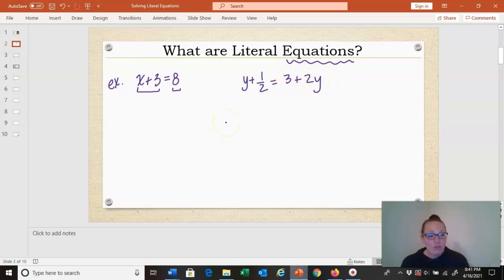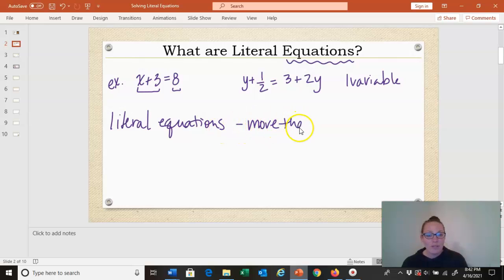Here we have two terms with a variable in it, but it's the same variable. So traditional equations that we're used to have one variable, and the left side will equal the right side and vice versa. So the difference is literal equations have more than one variable. More than one variable, and you're going to see this a lot as you go forward in your math. So an example might be just something like x plus y equals 4.